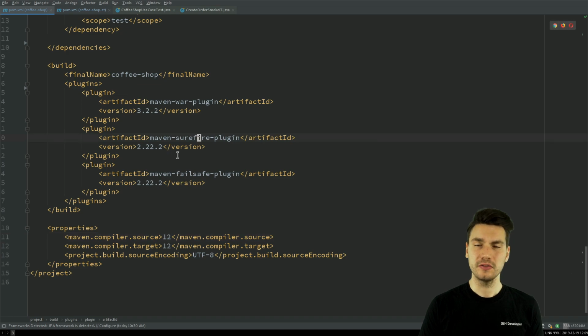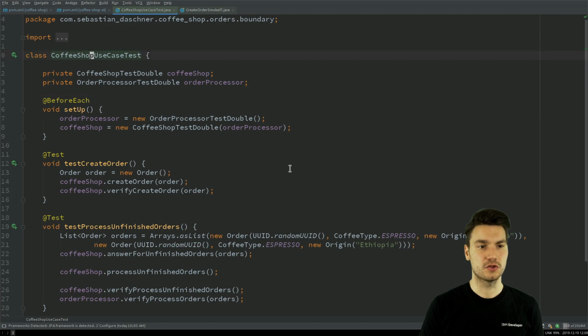So you see the Surefire plugin was executed. The reason for that is I have a few tests. This is just an example of a unit test or a Surefire test. The reason is that it ends with the word Test. That is a Maven convention, and that's already good to know. You don't have to configure anything in your plugin. You just name your test Test, and then they already run.